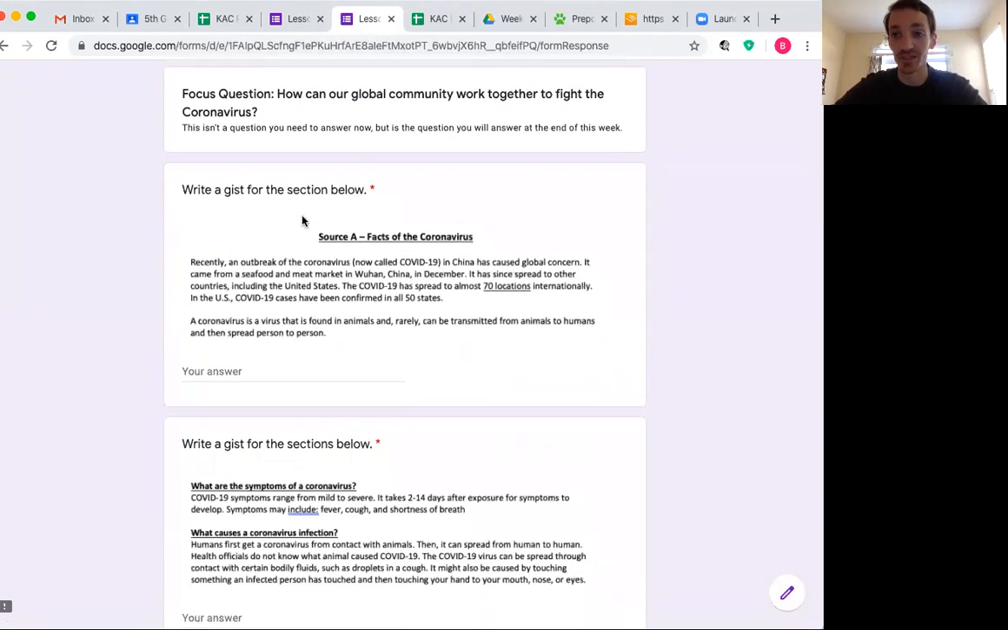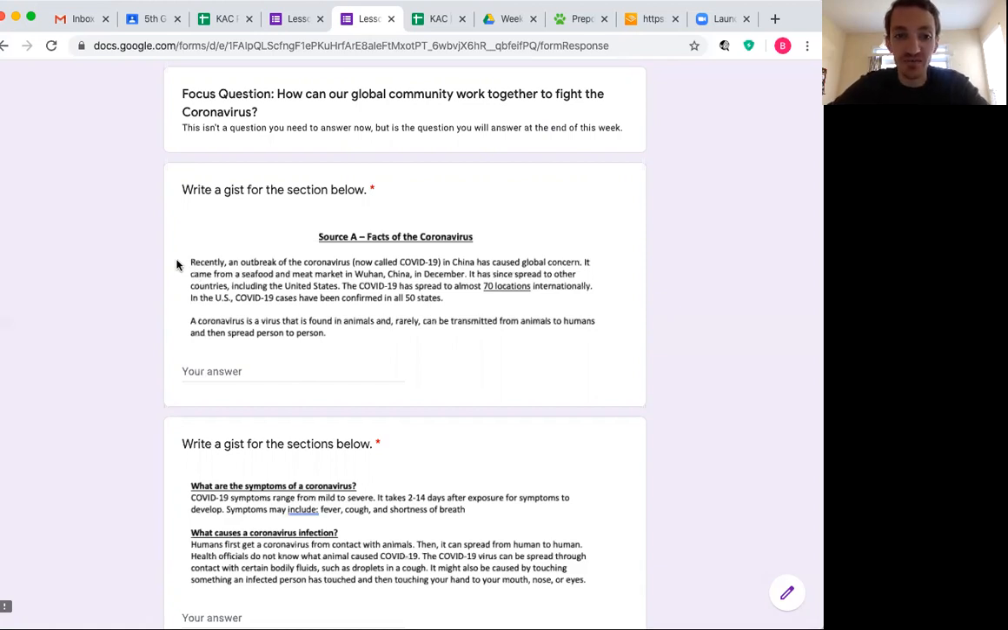We're going to start with source A, which is the very first text we're going to read, which are facts about the coronavirus. Please go ahead and follow along as I read it out loud to you, right here on this word, recently. Recently, an outbreak of the coronavirus, now called COVID-19, in China has caused global concern.